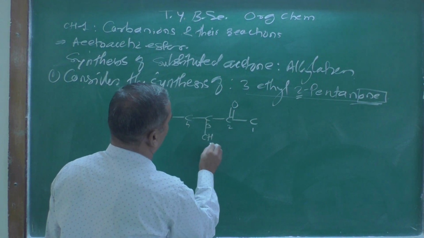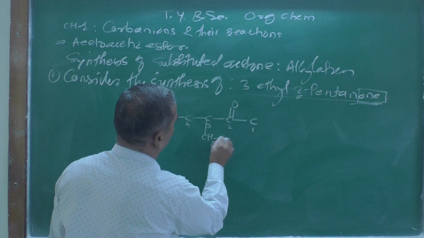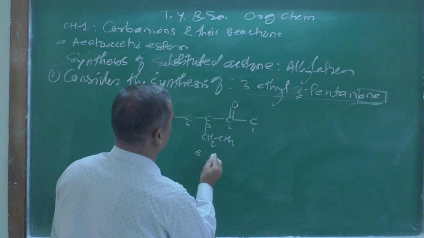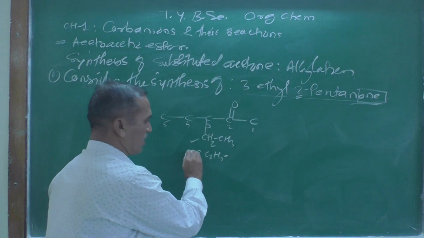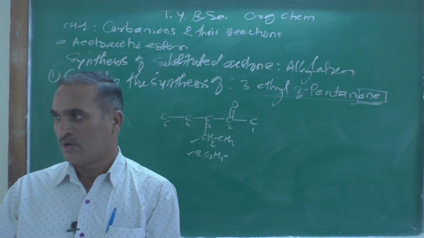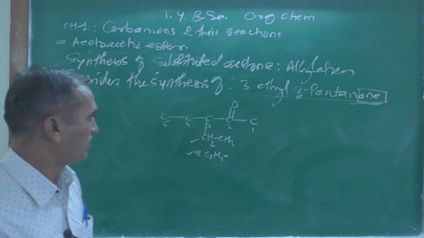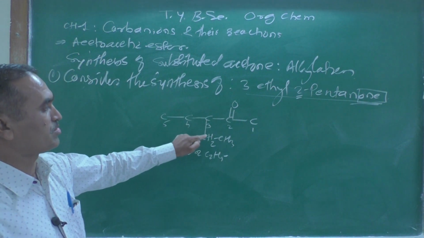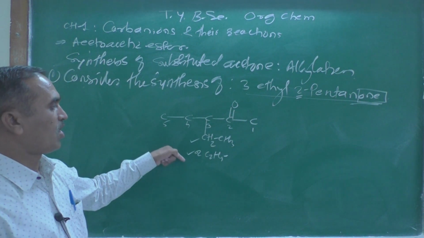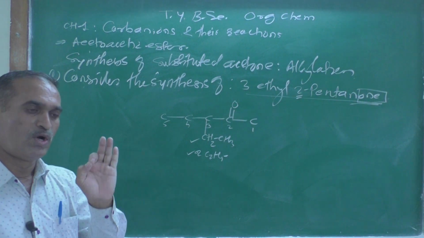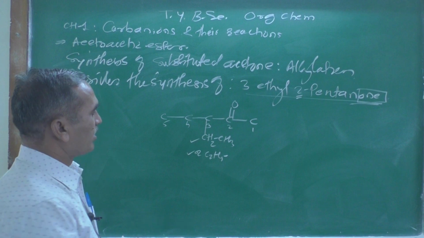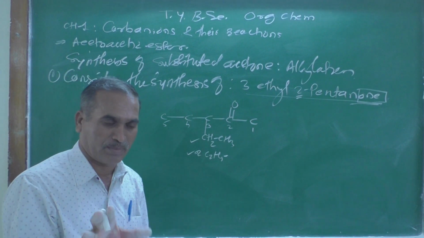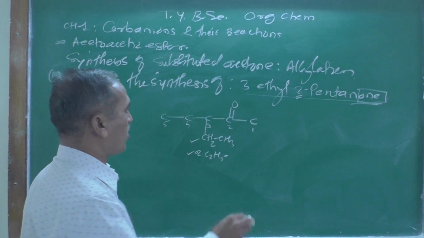The ethyl group you can write CH2CH3, or you can just write C2H5. You can write either this way or this way, it doesn't matter, one and the same thing it is. CH2CH3 or C2H5, one and the same thing. Okay, now let us see here the remaining. As we know that carbon has 4 bonds.